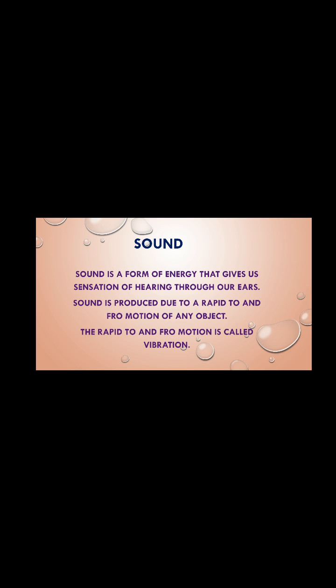Now we must discuss how sound is produced. Sound is produced due to a rapid to and fro motion of any object. First of all, what is rapid to and fro motion? Rapid to and fro motion is front and back motion of any object, or we can say it is also called oscillation. Now, the rapid to and fro motion is called vibration.